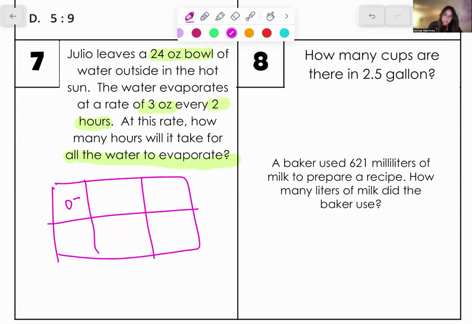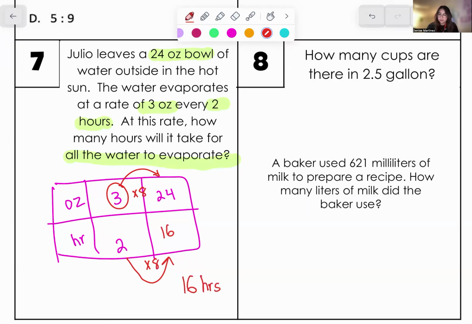So ounces and hours: 3 ounces every 2 hours. And then 24 ounces. My corner number is 3. I can't do anything to get from 3 to 2, but I can go from 3 to 24, which would be times 8. So my answer is what 2 times 8 is, which is 16. So that means it took 16 hours.